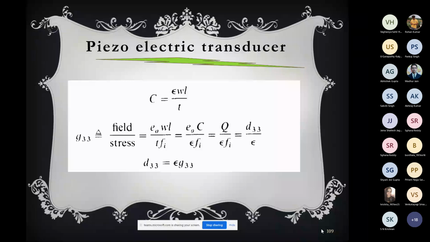Now G33 is known, or G22 or G11; for simplicity, I am taking only one directional force in direction 3. T is known, because whatever cube we are taking, the dimensions W and L will be known. If G33 is known, you can measure the output voltage E0 and tell what the input force Fi is. Reversely, if we know the input force, we can calculate the output voltage.